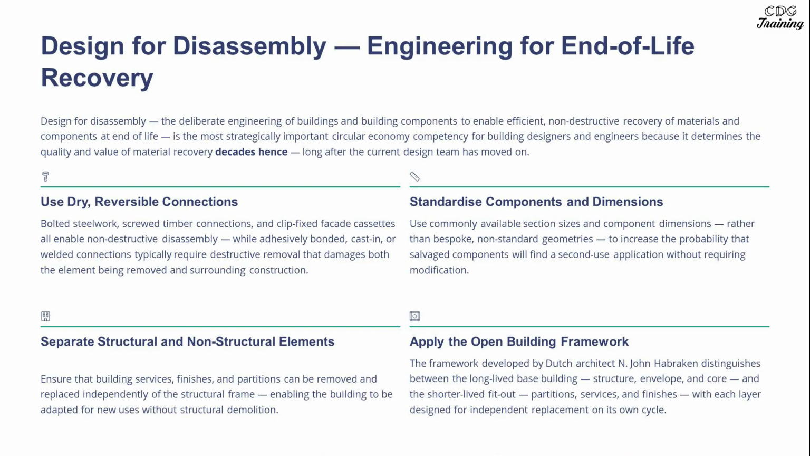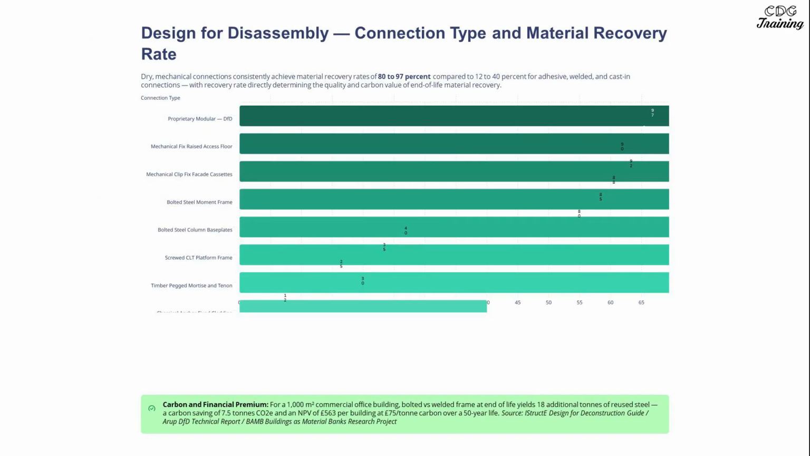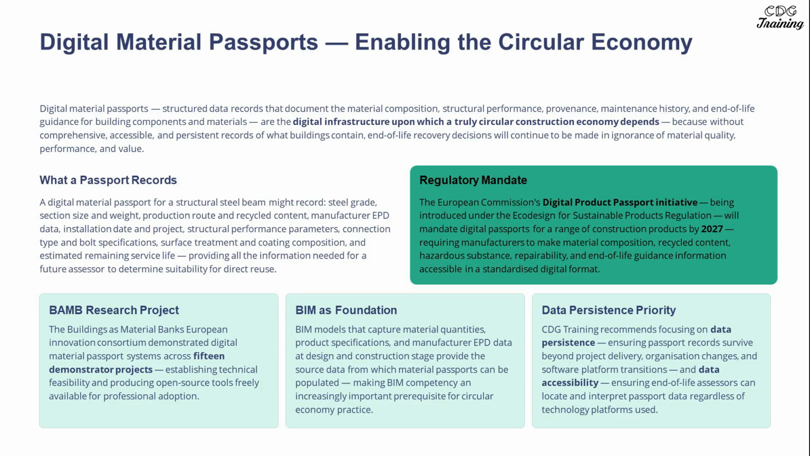Designing for disassembly enables efficient recovery of materials at the end of a building's life, supporting circular economy principles and extending material life cycles. Different connection types in building design affect material recovery rates, with reversible connections offering higher recovery potential, supporting sustainable construction. Digital material passports provide essential data for circular construction, enhancing transparency and enabling efficient material recovery and reuse throughout a building's lifecycle.